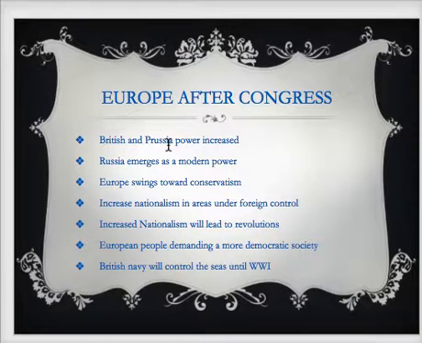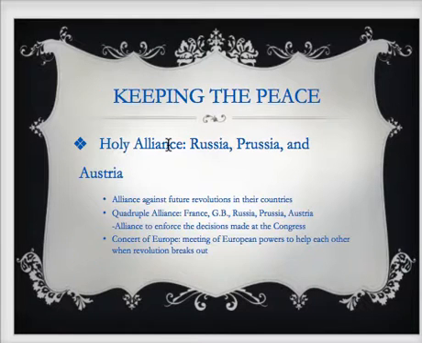You will have Europeans, remember, even though they didn't want to be run by Napoleon, they still wanted his law code, so more democracy is being demanded. And the British Navy will be controlling the seas until World War I. So how do they keep the peace? They form, as you can see, these different alliances. You had the Holy Alliance, you had the Quadruple Alliance, but the big one is this Concert of Europe.